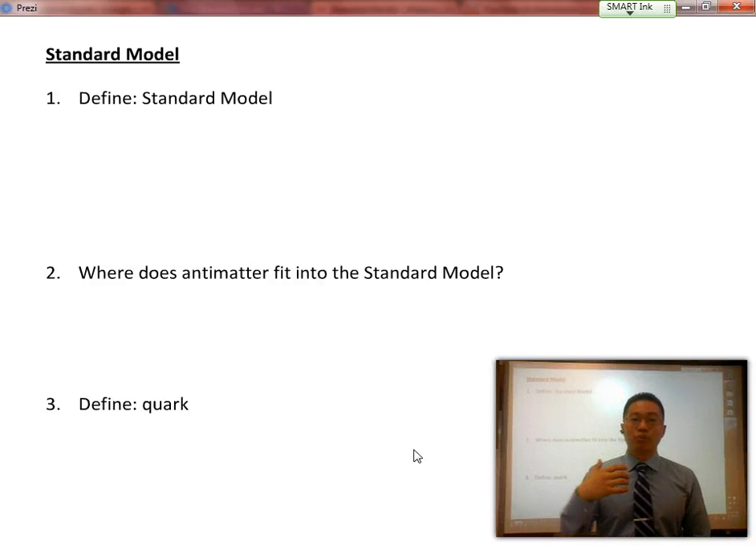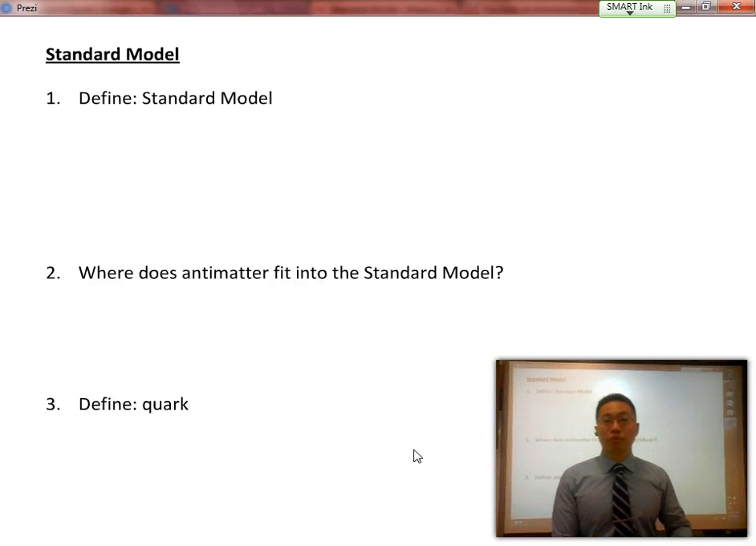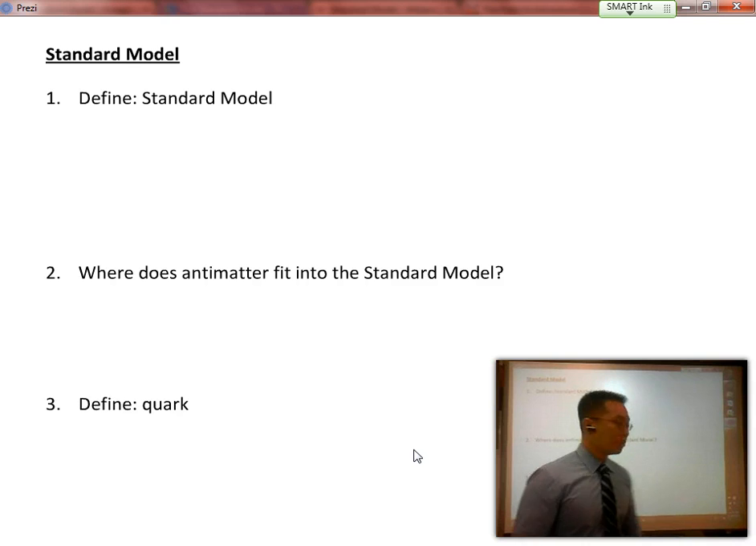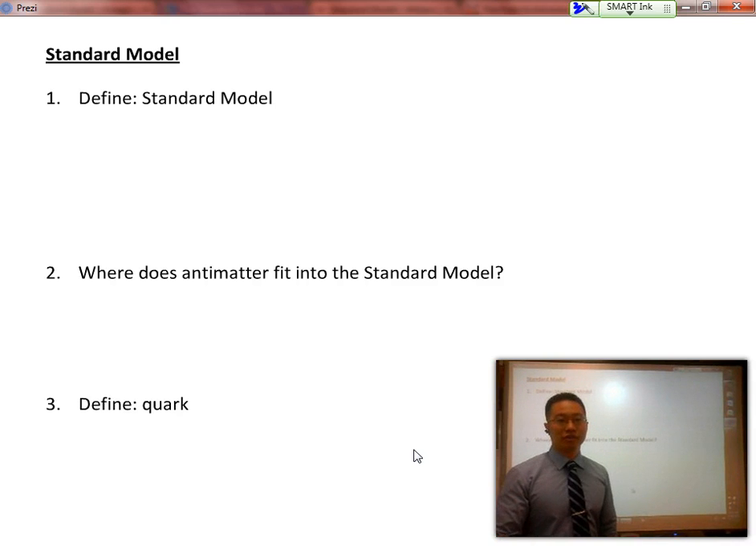Now, we've previously discussed protons, neutrons, and electrons. And for the longest time, a lot of people thought that these particles were the smallest possible particles in the universe. But the Standard Model talks about the fundamental particles that make up everything else, including the protons, neutrons, and electrons.